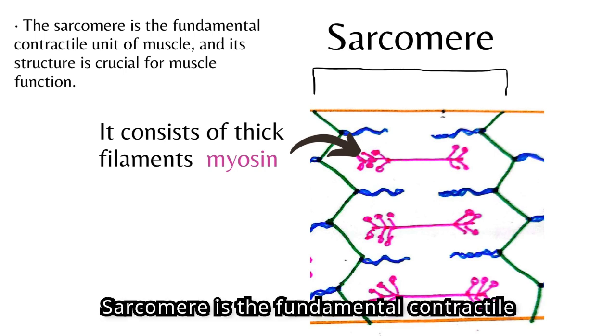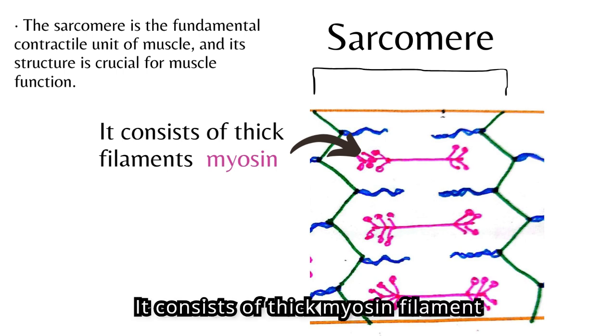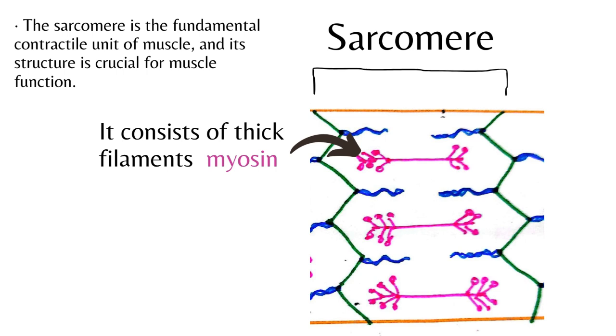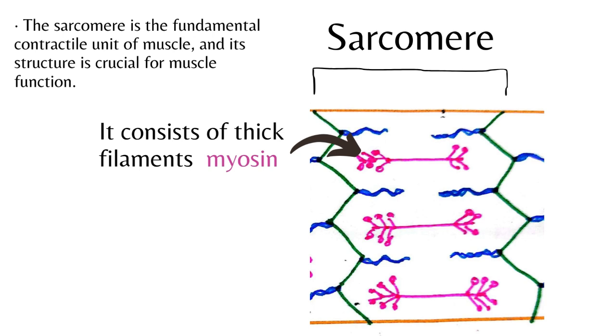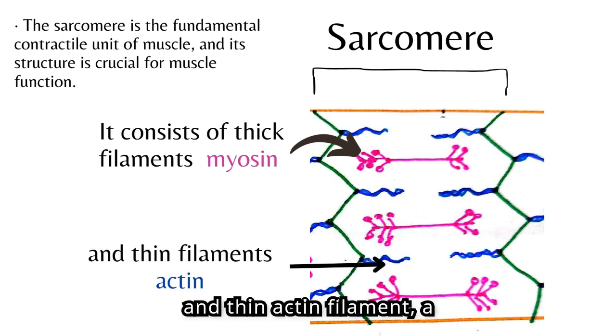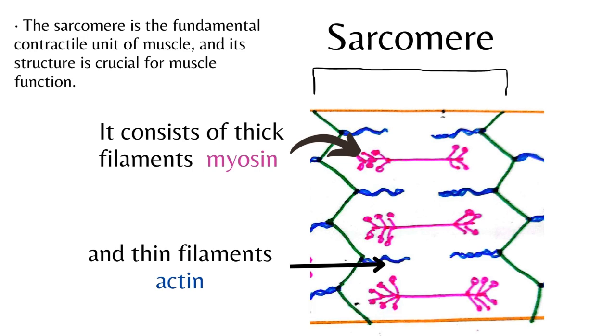Sarcomere is the fundamental contractile unit. It consists of thick myosin filament in pink color with heads at its end, and thin actin filament, a coil-like blue color seen in the picture. They are made up of proteins.